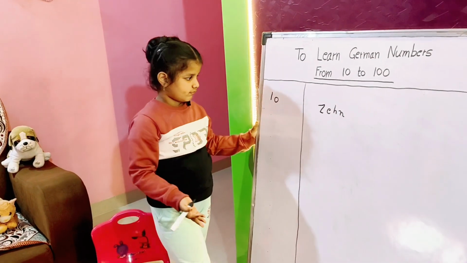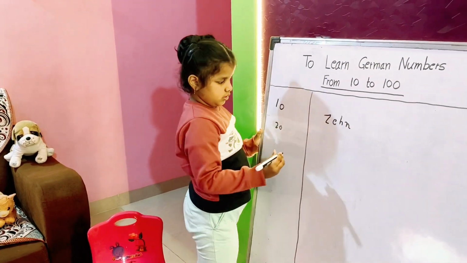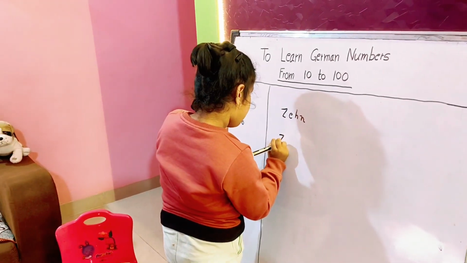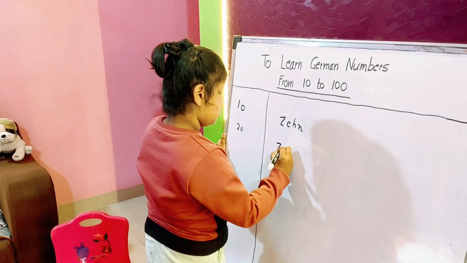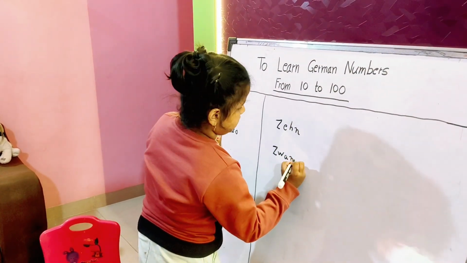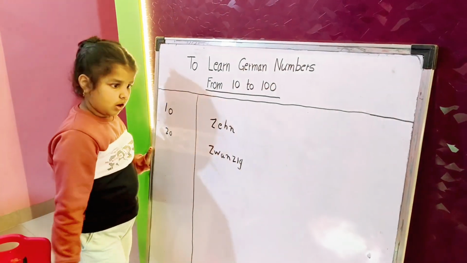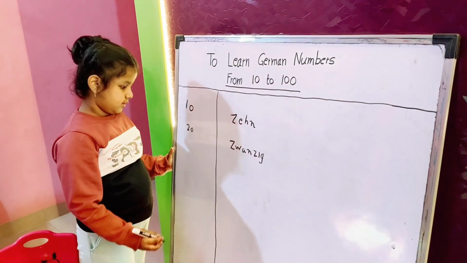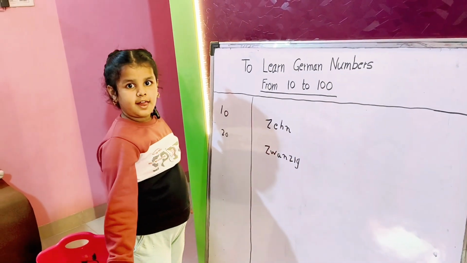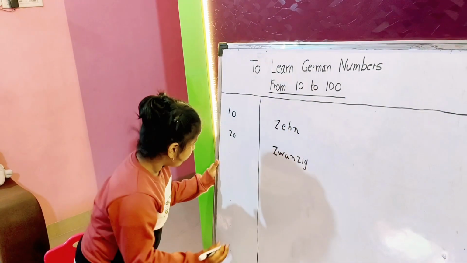Okay. Now 20. What will we say in German? Zwanzig. Z-W-A-N-Z-I-G. Now 30, dreißig. The ß, Eszett, means double S in German. Okay, I got it.